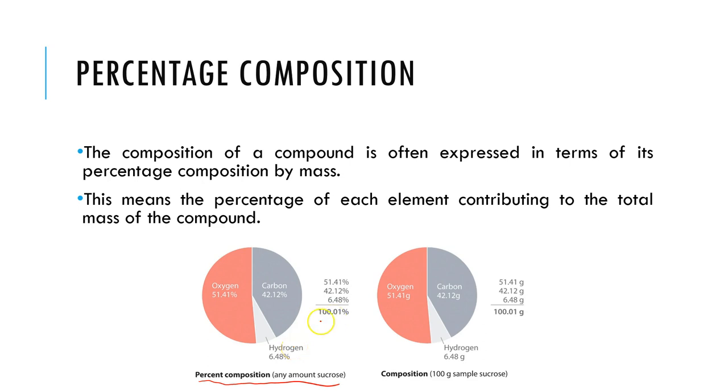If we add it all up, it essentially comes to 100%, and we've just got this little extra bit here from rounding. But if we assume that we had 100 grams exactly of sucrose, because these are percentages, then that means that 51.41 grams of it would be oxygen, 42.12 grams of it would be carbon, and 6.84 grams of it would be hydrogen. And remembering that anytime we have mass, we can find out a mole, you might be able to see where this is going.